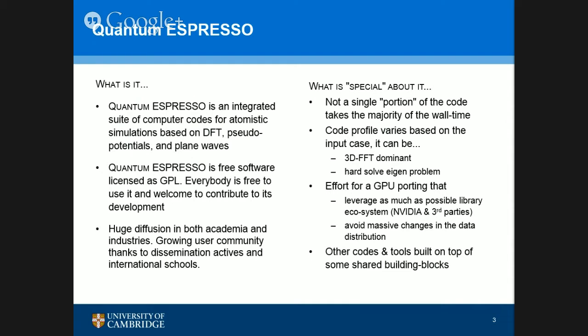Quantum ESPRESSO is an integrated software suite for the simulation of materials at the nanoscale, and it's free software. It's very famous. It has a huge diffusion in the open source community. There are also industries that use it. Why is this very special?